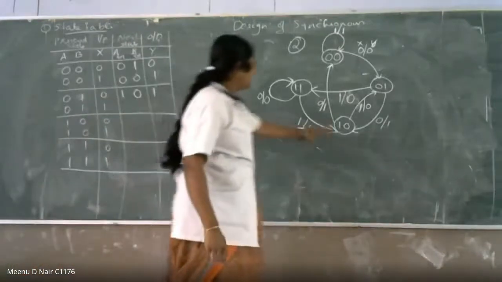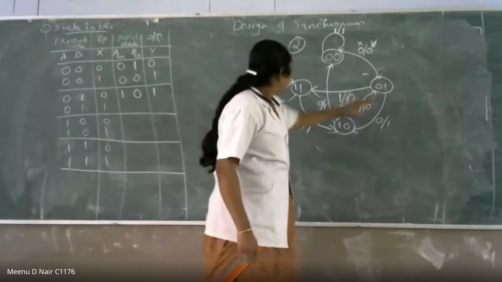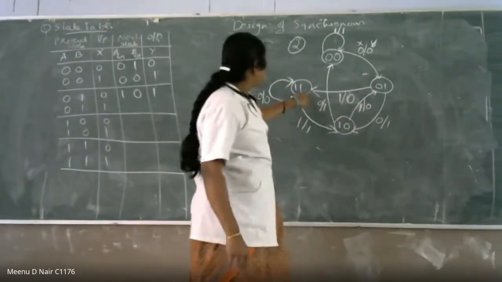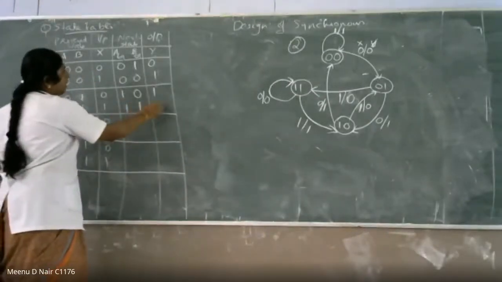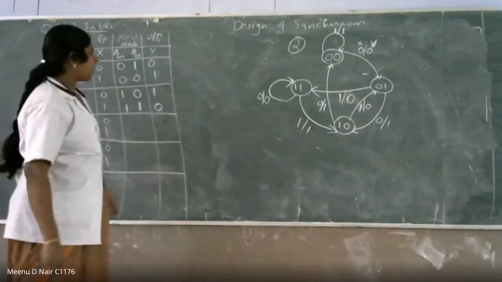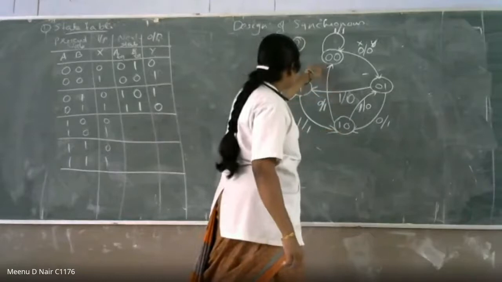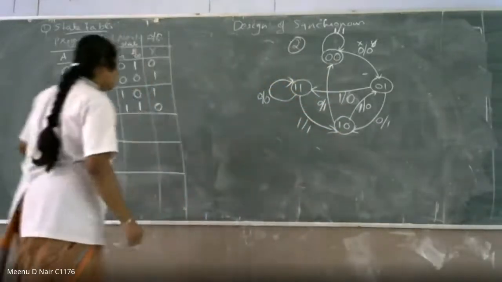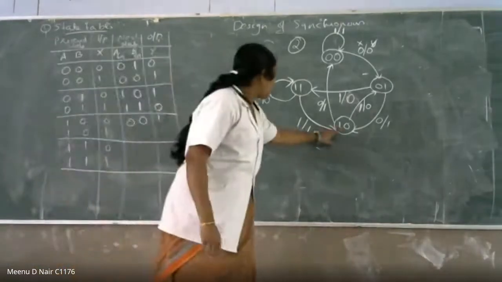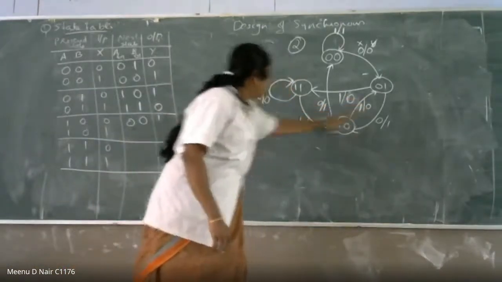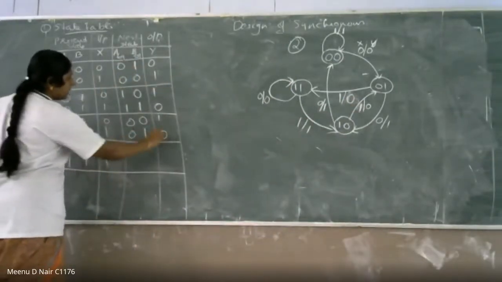Then 0, 1 to 1. 0, 1 to 1 is moving to 1, 1 with an output 0. Right. Then 1, 0 is moving to 0, 0 with an output 1. Then 1, 0 is moving to 0, 1 with an output 0.